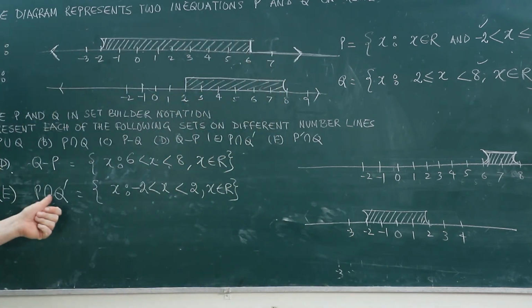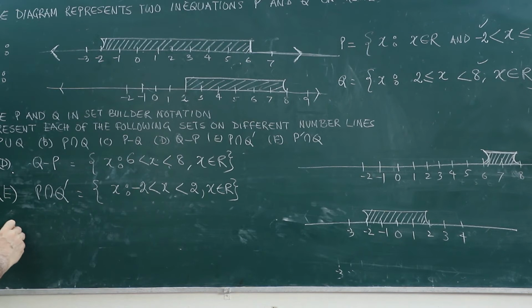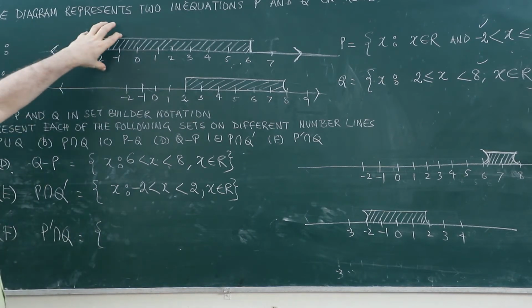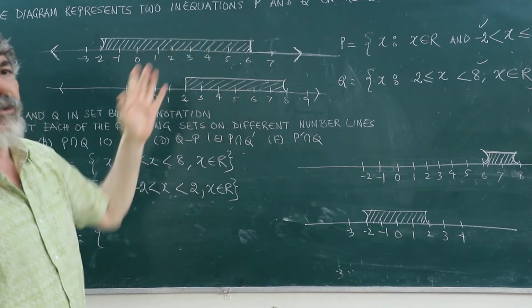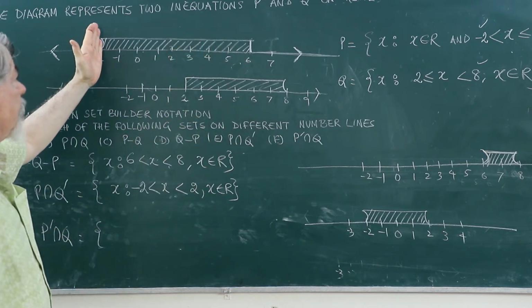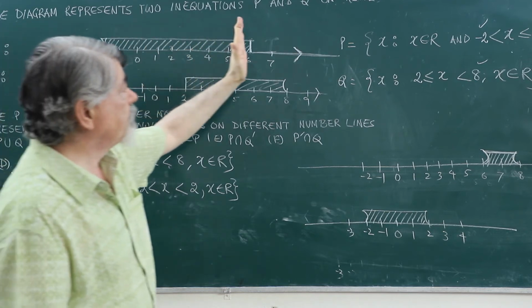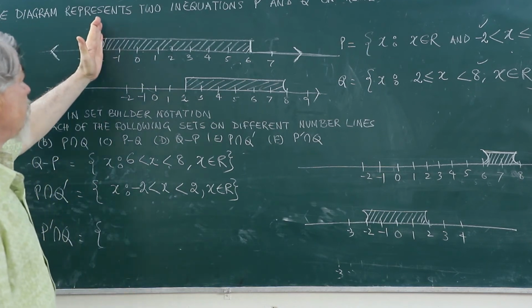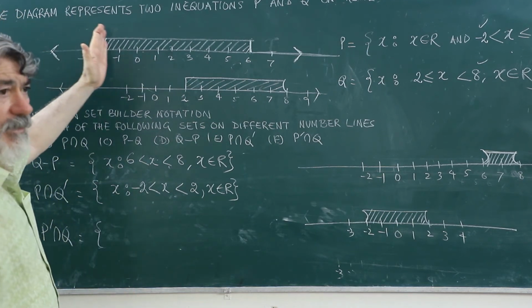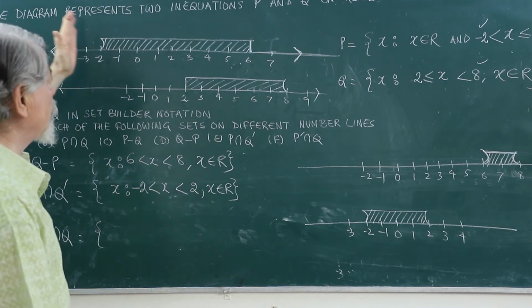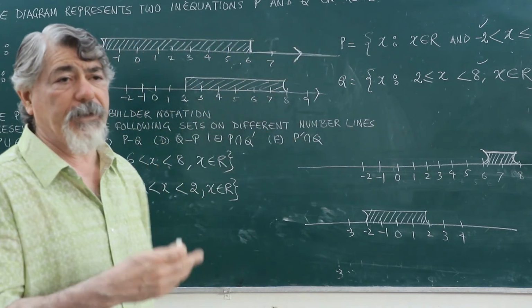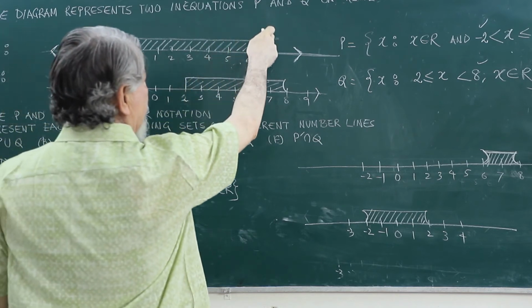This will give you P intersection Q dash, and the last one is P dash intersection Q. Now again, P dash is that set which will not contain the elements of P but all the other elements. That means all the elements before -2 and after 6 will be part of P dash. All the elements below -2, less than -2, equal to -2, and all the elements which are greater than 6 will be part of this set P dash.